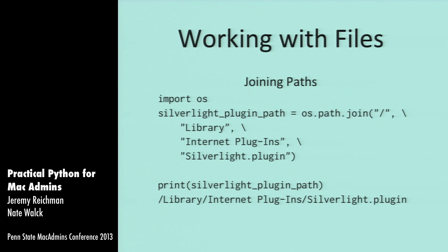And then if I press return to enter that, I make a print statement to print that variable. It will print this path. And then notice that library and internet plugins and silverlight plugins didn't have the slash there. It inserts that for me. This is really handy when you're constructing variables or reusing paths within your scripts. So OS path join. Otherwise, this path is just a string. There's nothing else special about it. I'm just showing you how you can get the path separators in there.